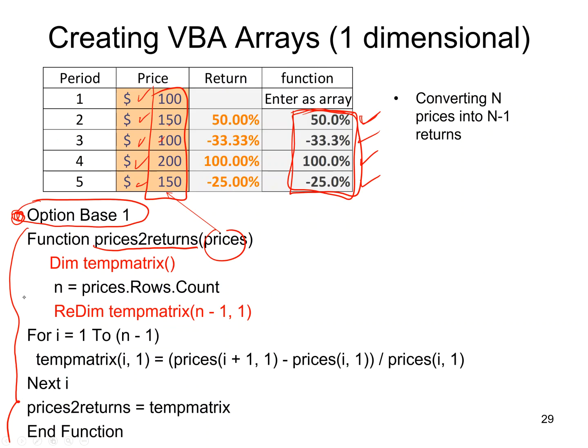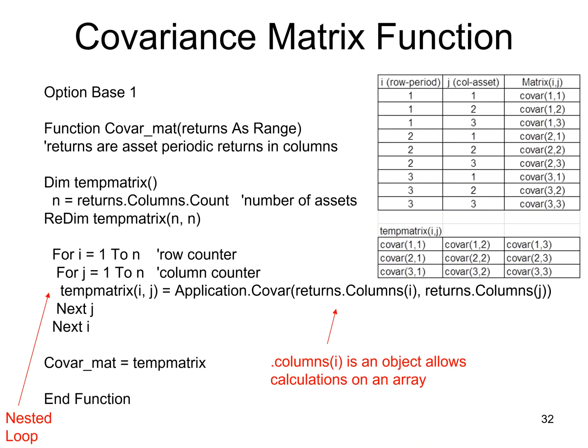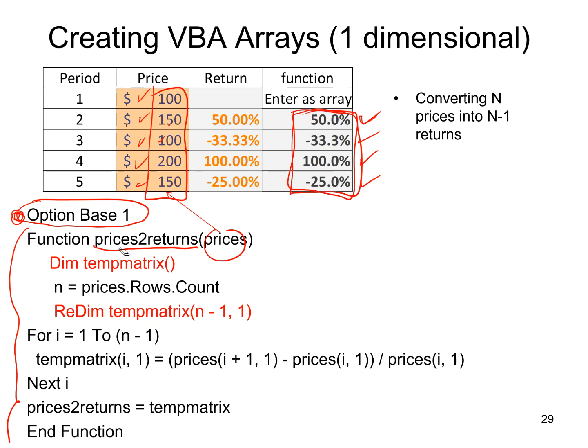Here's our program, and it's called prices to returns. It's going to take these prices, enter it across this range, and get those values. So let's see how the program works. I'm going to create a temporary variable called temp matrix, and that's going to be a temporary variable name to refer to this array of these 4 returns I'm going to create in VBA. I'm going to call it temp matrix and then open close.